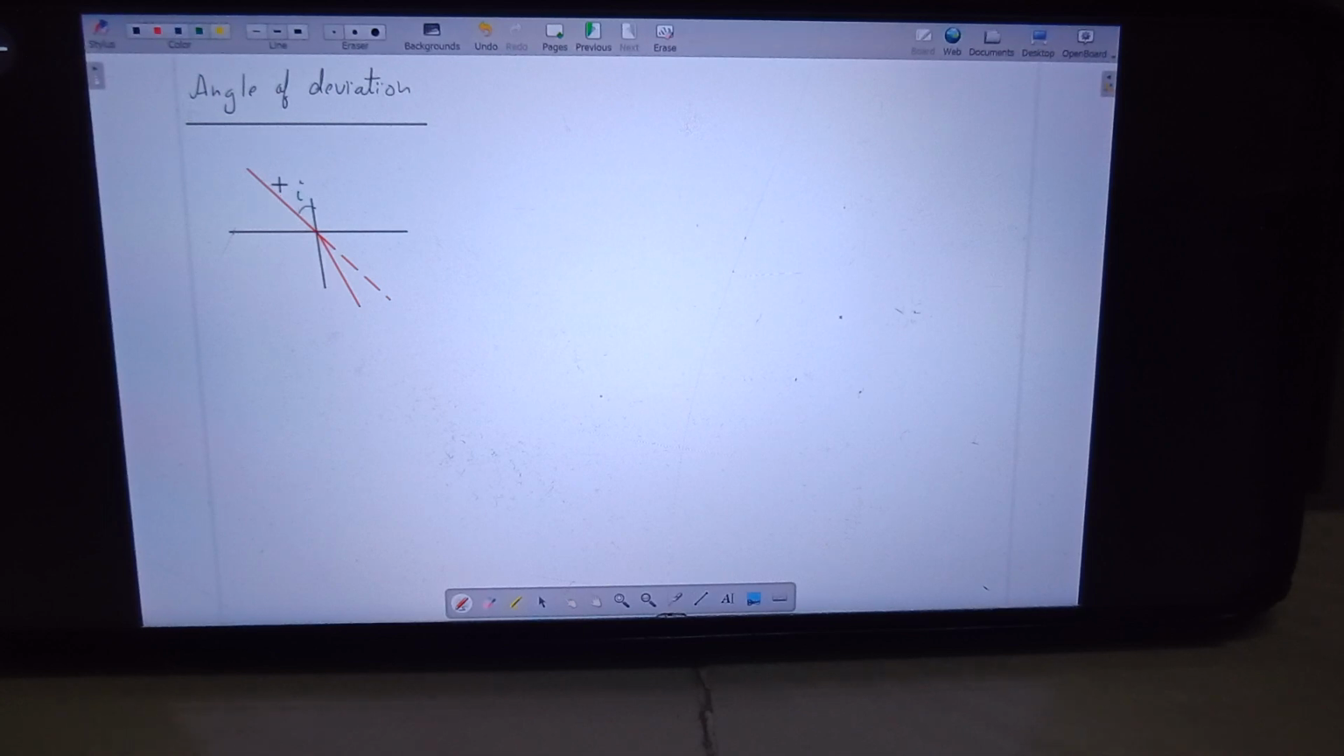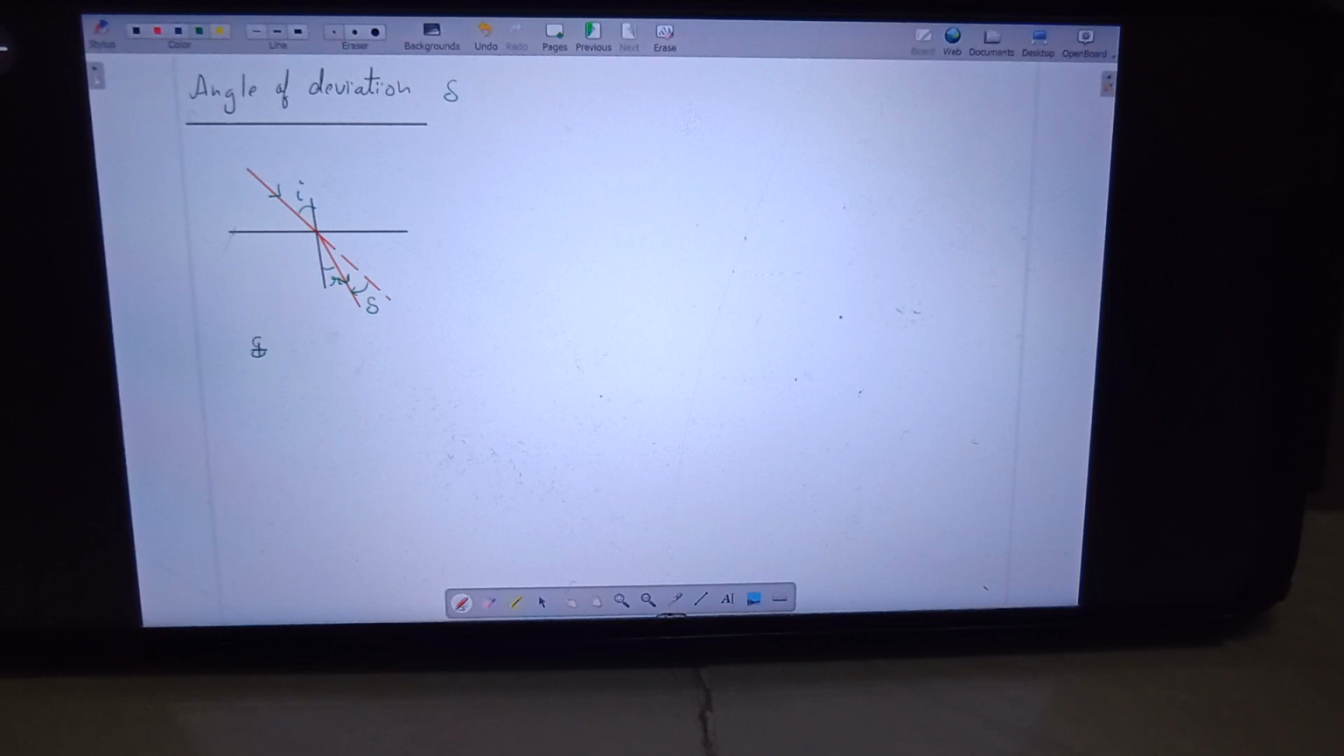So this is the angle of incidence I, and this is the angle of refraction R. This was the original path, which we have shown dotted. By definition, the angle of deviation is the angle by which the ray gets deviated from the original path, the bending of light. It is the angle through which the path of the light gets changed or bent. So that is the angle of deviation delta.